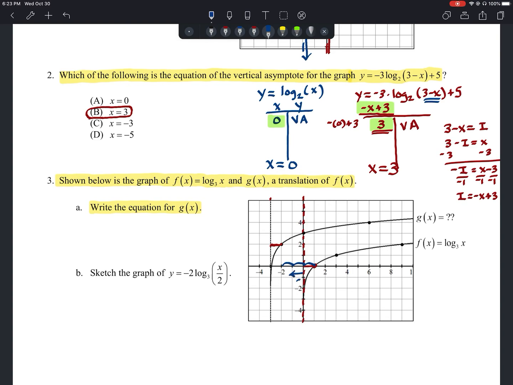We're going to the left 3 units. And then we're going up 1, 2. So we're going up 2 units. So we're going left 3 and up 2.